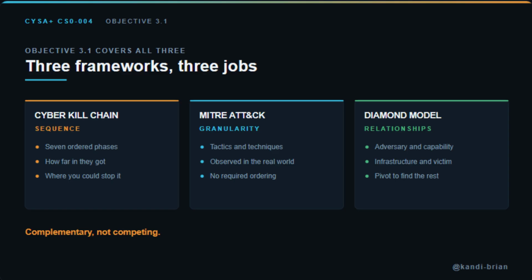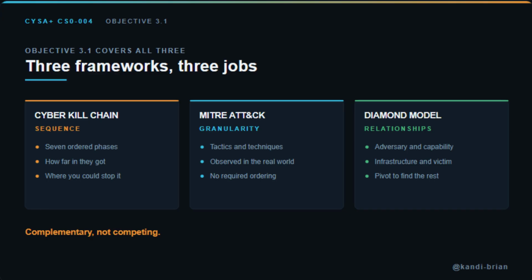So let's talk about how the 3 frameworks fit together. The cyber kill chain gives you a sequence. It answers how far in the adversary got and where you could have stopped them. MITRE ATT&CK gives you granularity. It is a knowledge base of tactics, techniques, and procedures observed in the real world, organized under tactic categories that are not a required order. Use it to describe precisely what was done and to measure detection coverage technique by technique.